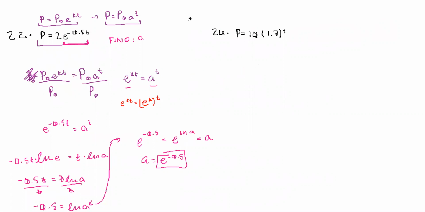And then what we could say is that if I have e to the k to the t is equal to a to the t, then e to the k must be equal to a for these to be equivalent, right? So e to the k is equal to a. And in this case, k is equal to negative 0.5. So that's our answer. So there were two ways of solving that: making that equivalency, and also taking the natural log to determine exactly what a is.